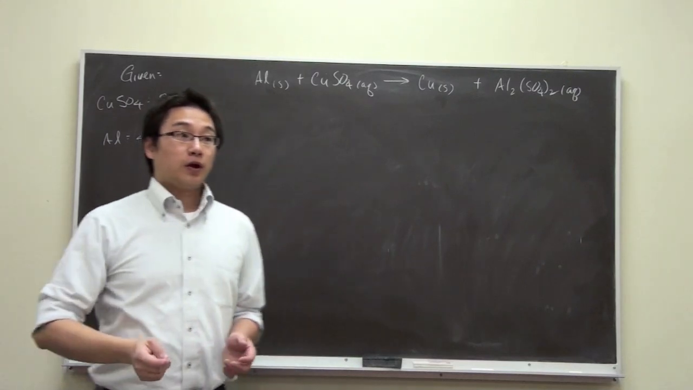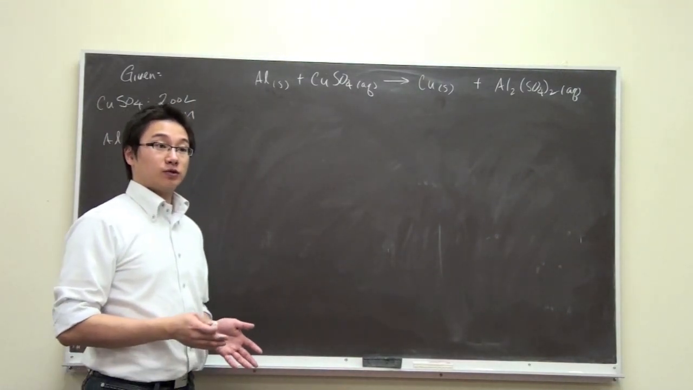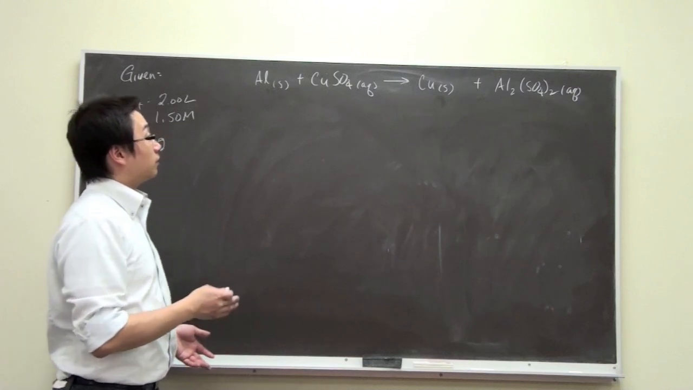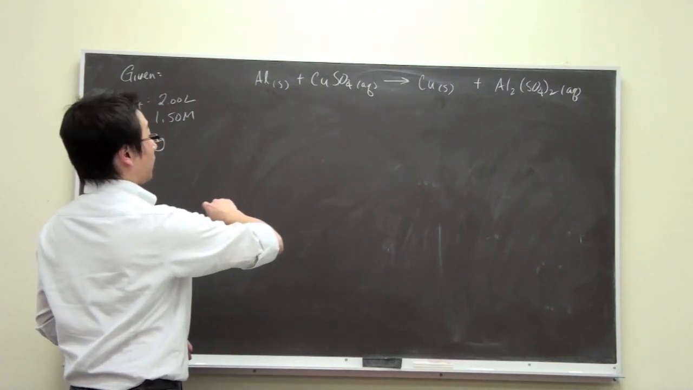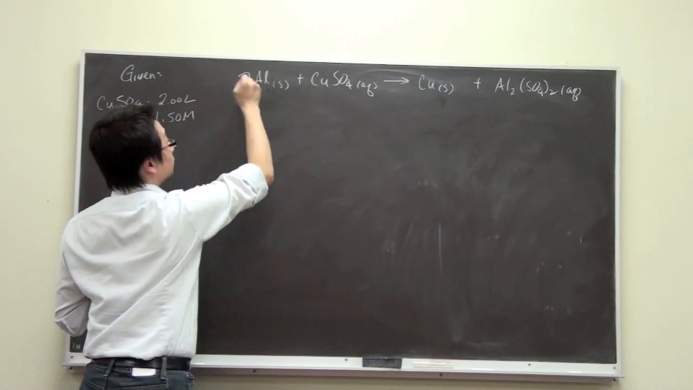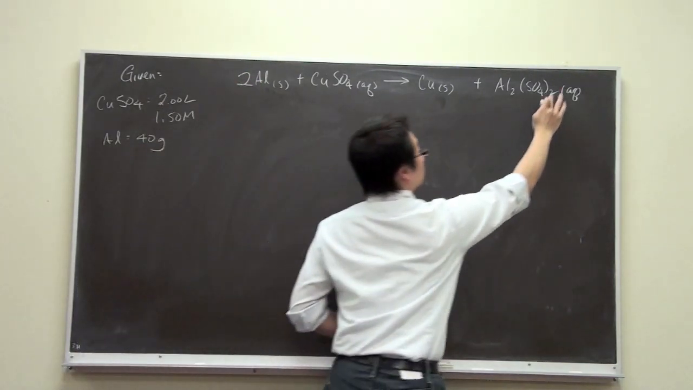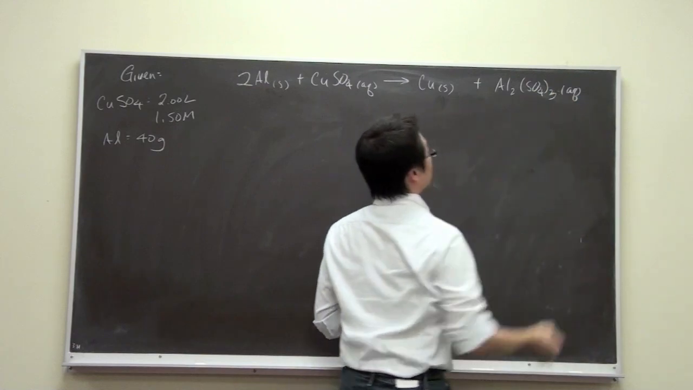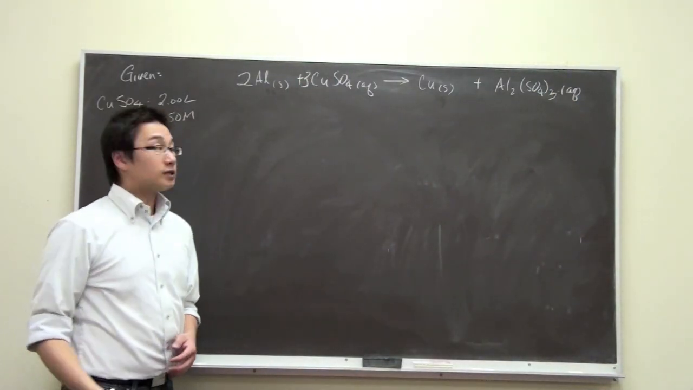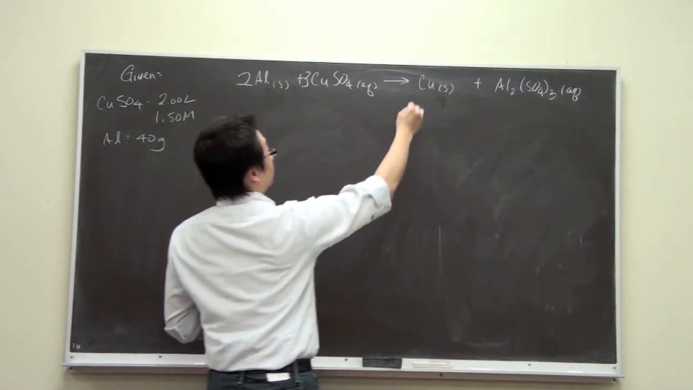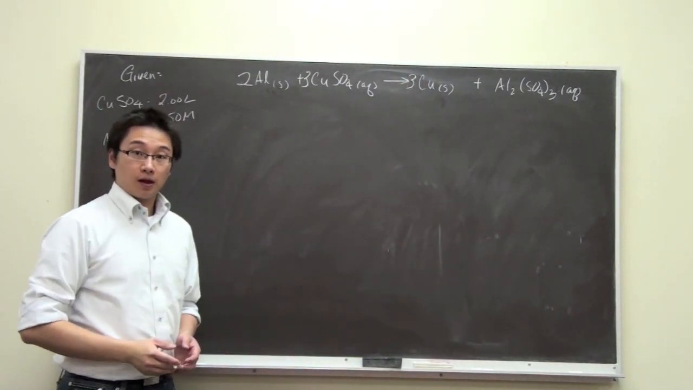So we are going to balance this equation because we have to make use of this balanced equation to find out the number of moles. So we have 2 aluminum. We have, oops, we should have 3 here. So we have 3 copper(II) sulfate, and then we have 3 copper here, and now we are balanced.